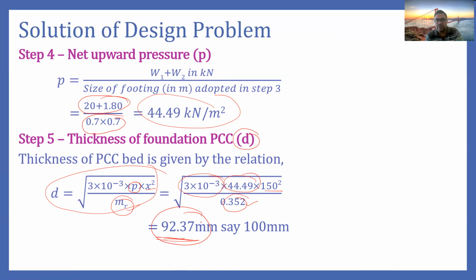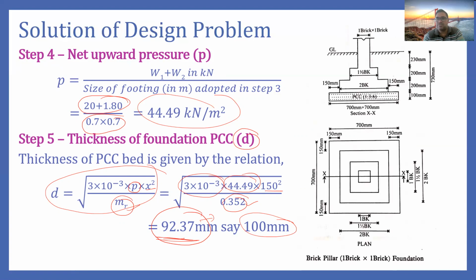So we will round off this value to the higher side. Ultimately, we are adopting the thickness of foundation bed as 100 mm. So that completes our calculation work. Now, after this, we will make the sketch of the foundation, and the sketch of foundation will look something like this. This is the cross section of the pillar foundation. The width of the pillar foundation is 1 brick, and this is the size we have adopted, which is 700 by 700.